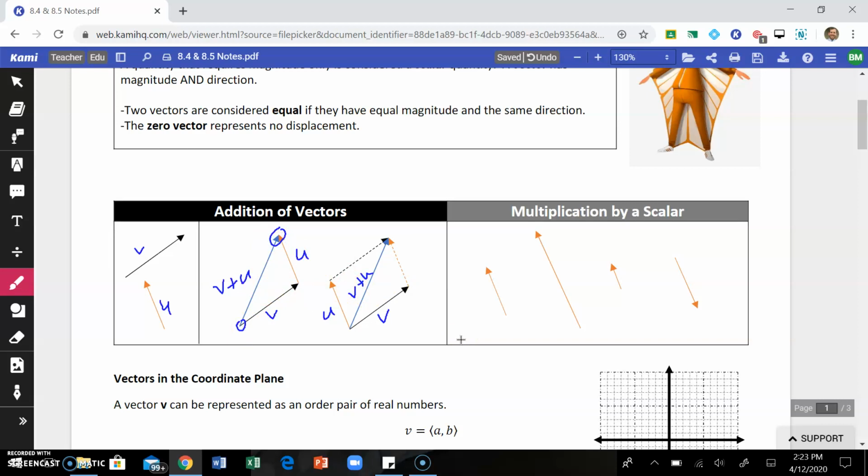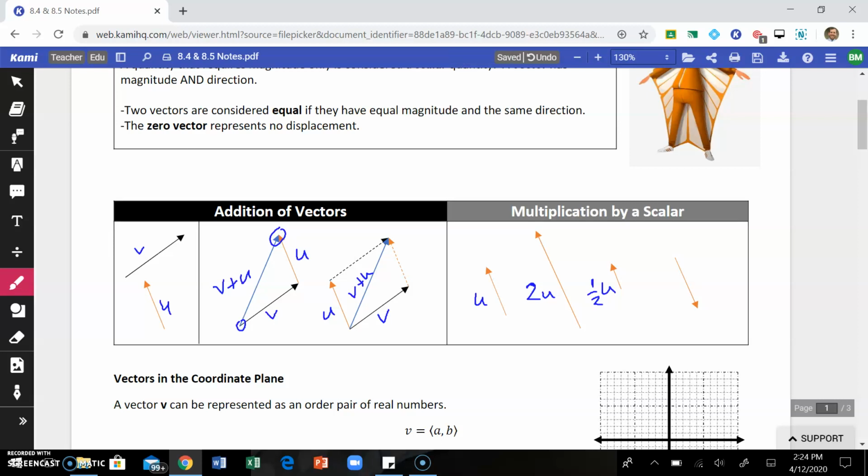Okay, multiplication by a scalar. Let's start with vector u. If you multiply by any kind of number at all, that multiplies the magnitude, right? So this would be the vector 2u. That would be essentially twice the length of vector u, and in the exact same direction. This one's much smaller. This would be a vector that would be a fraction of u, like 1/2 u.